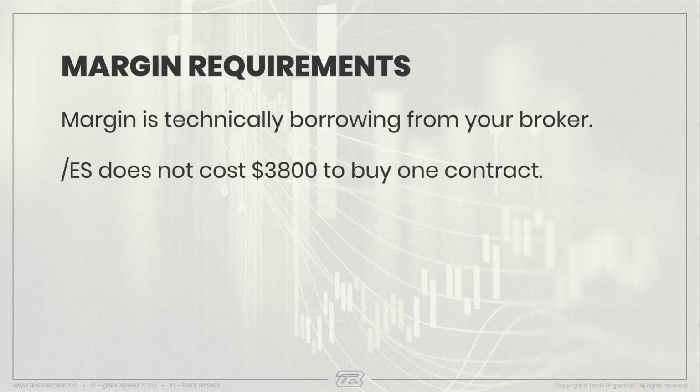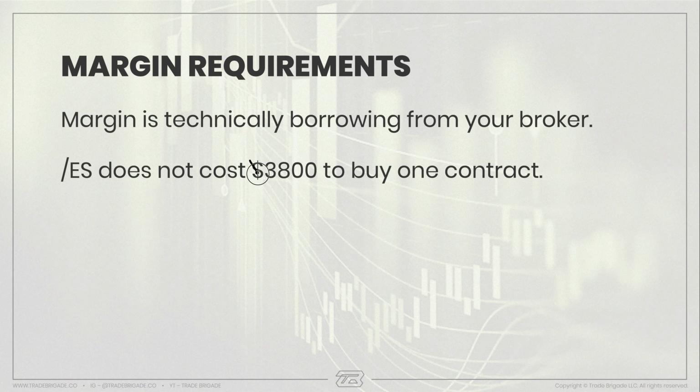Well, margin is going to help us out a ton because, as we'll see in just a moment, to buy a futures contract, it would actually cost a ton of money. So margin is simply borrowing money from your broker. You're going to put up a small fee and they're going to cover the rest. Let's use ES as an example to illustrate how much it would actually cost to buy one contract.